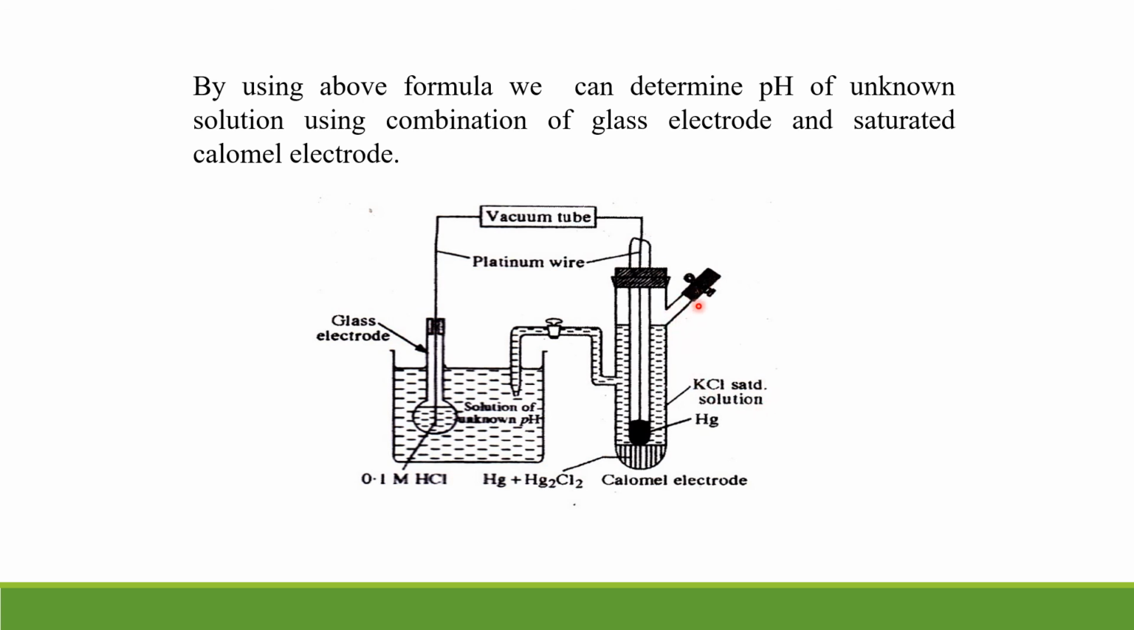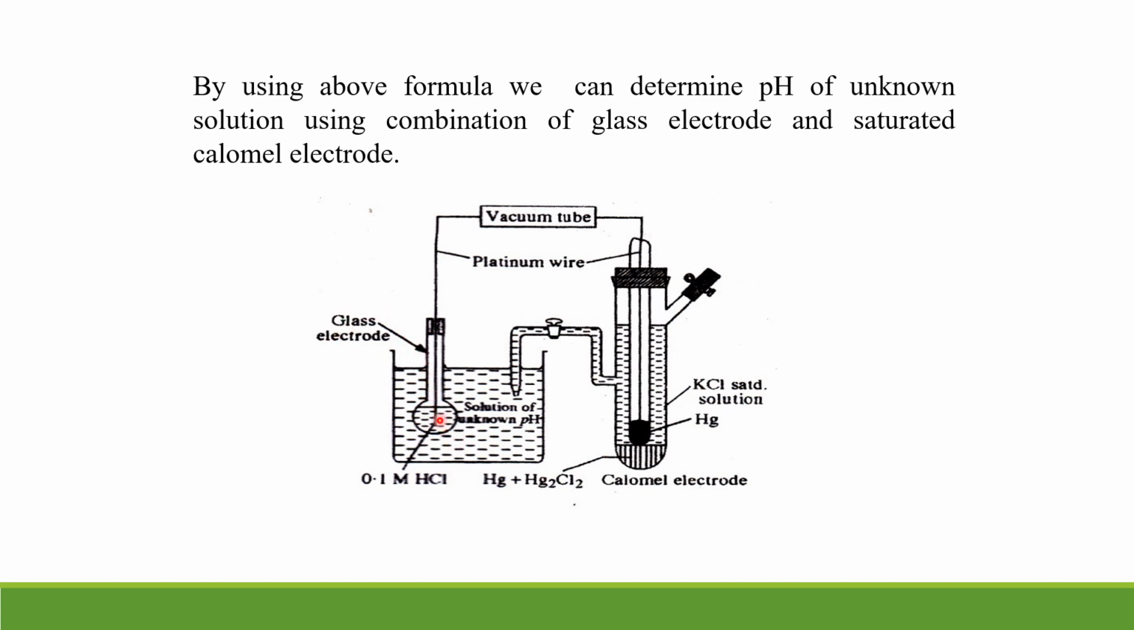This is the side knob, from here you can put the saturated KCl solution in this glass tube, which is sealed here. And this is the side tube again, which can be put in this beaker, or here you can also use a salt bridge. Now this beaker contains the solution of unknown pH, that is the experimental solution of which you have to determine the pH. And here you have inserted another electrode, that is the glass electrode.